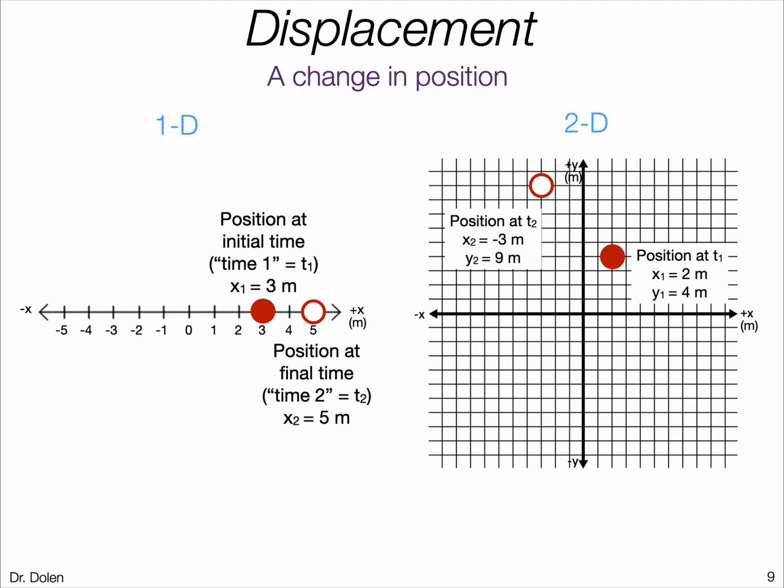In 2 dimensions, I may move both in x and y, so I may move from x equals 2, y equals 4 at time 1 to x equals -3, y equals 9 at time 2. So I've moved both in x and y, and I'm going to use the subscripts x sub 1, y sub 1 to represent time 1, and x sub 2, y sub 2 to represent time 2. Okay, so that's the concept of displacement.